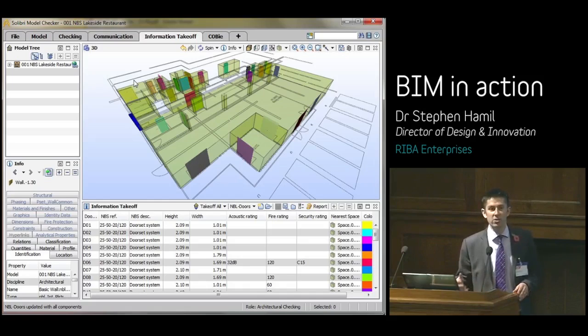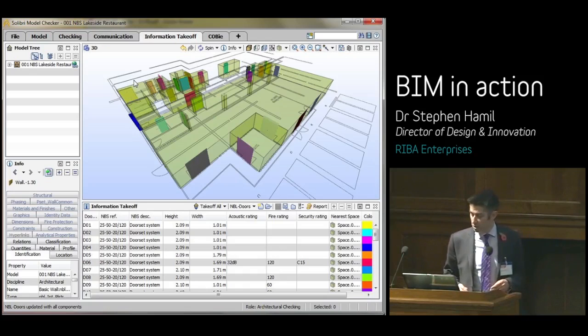And more advanced, so intelligent clients can query this IFC information any way they wish. So give me a report on all the doors and the different fire ratings, acoustic ratings, what rooms they're in. And there's that report coming off IFC, open standard format.